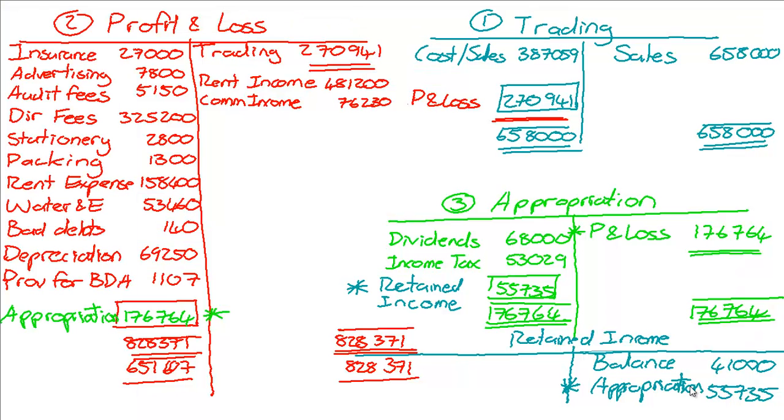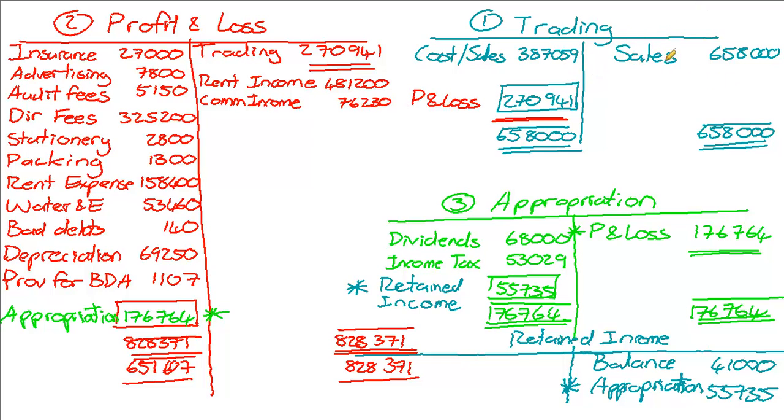If we look at just a quick summary of what happened here, we moved all our income and expenses to the final accounts. The different incomes and expenses go to different final accounts. Our sales and cost of sales went to trading. All my other incomes and my other expenses went to profit and loss. Then my dividends and income tax go to the appropriation account. And then we had to close off our final accounts themselves.